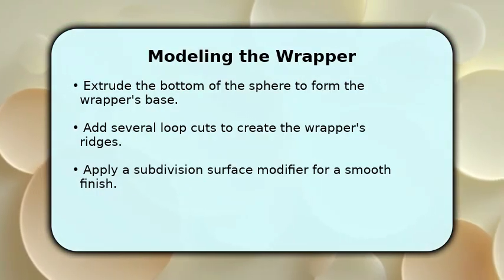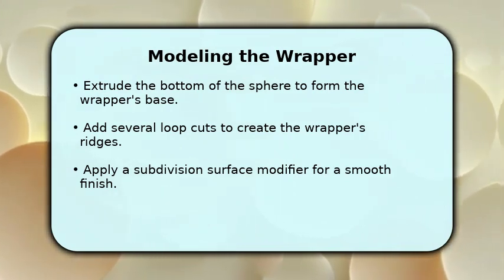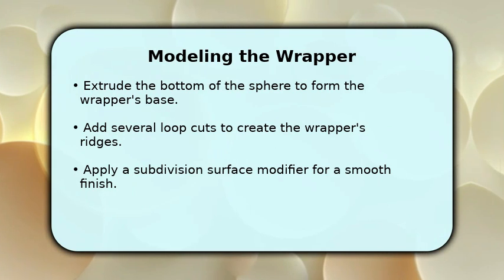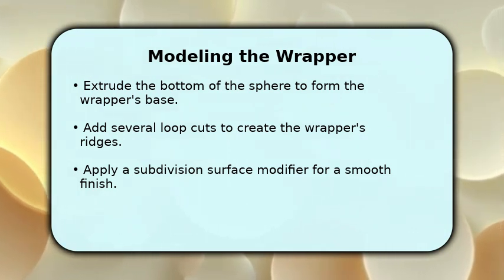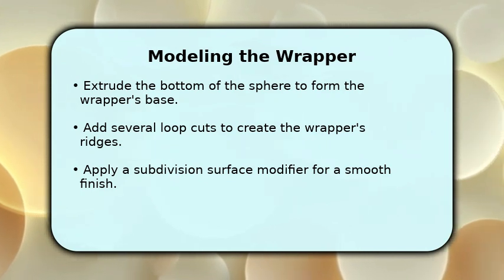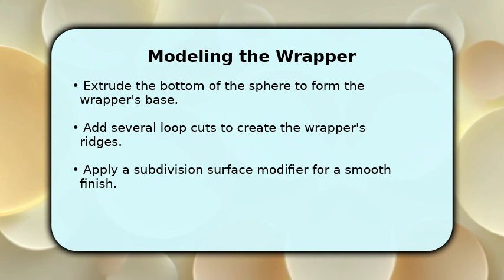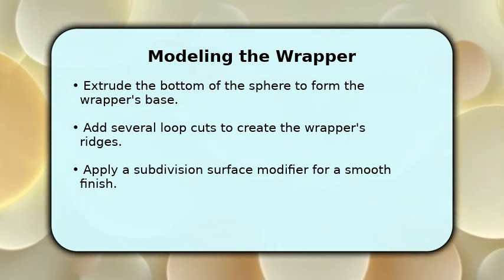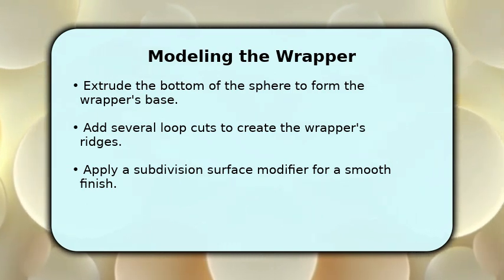Now let's craft the cupcake wrapper. Select the bottom faces of your sphere and extrude them downwards to form the wrapper's base. Introduce about 8 to 10 loop cuts along the wrapper's sides to define the characteristic ridges. Finally, apply a subdivision surface modifier, typically at level 2, to give your wrapper a beautifully smooth and realistic appearance.